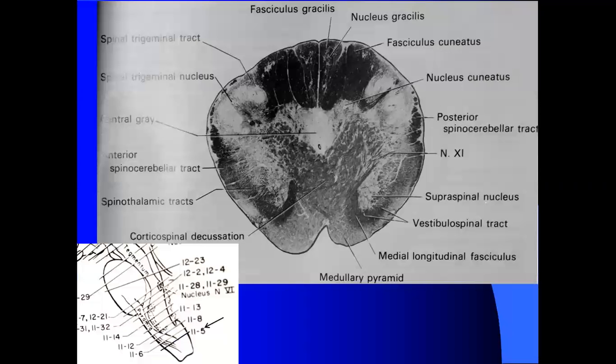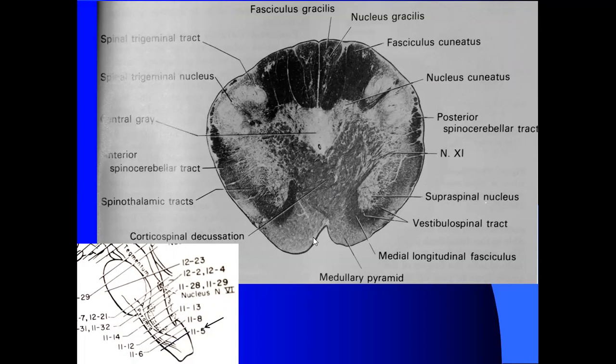All right, let's move up a little bit now. Okay, moving up, and we start to introduce the nucleus gracilis. All right, and then we're going to talk about the spinal trigeminal tract and spinal trigeminal nucleus. We're going to talk about those in a minute, so I'll come back. I want you to see where they are. Still got central gray, still got a ventral spinocerebellar, still got spinothalamic. The corticospinal decussations are in full bloom up here. There you are. Right, some of it right here.